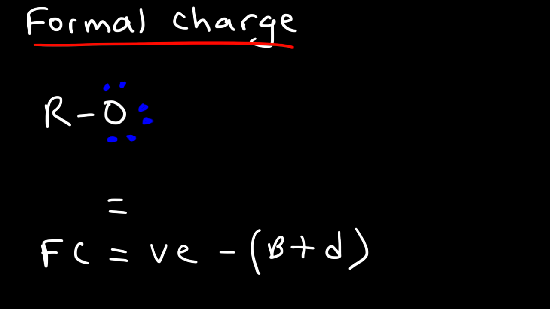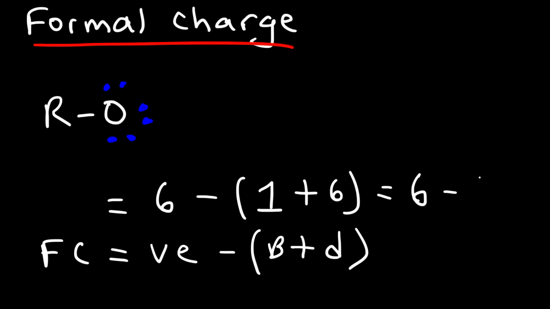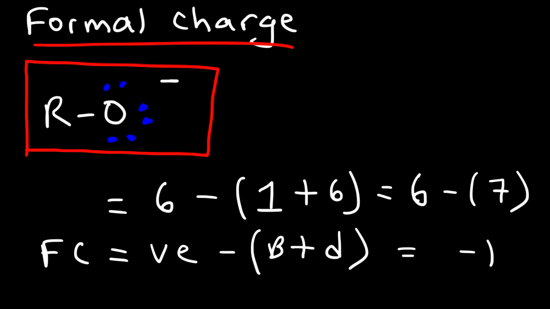So naturally, oxygen has 6 valence electrons. It's in group 6A of the periodic table. In this example, it has 1 bond, as we can see here, and there's 3 lone pairs, which is equivalent to 6 dots. And so 1 plus 6 is 7, and so we have 6 minus 7, which is -1. And so this oxygen has a negative charge. So anytime you see oxygen with 1 bond and 3 lone pairs, you need to put a negative formal charge on it.